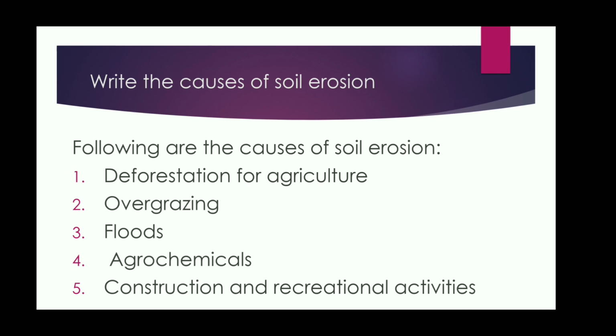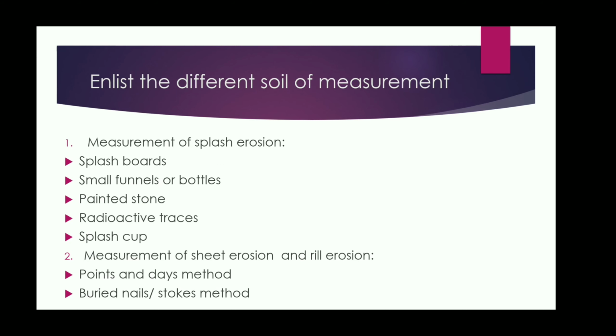Write the causes of soil erosion. Following are the causes of soil erosion: deforestation for agriculture, overgrazing, floods, agrochemicals, construction and recreational activities.